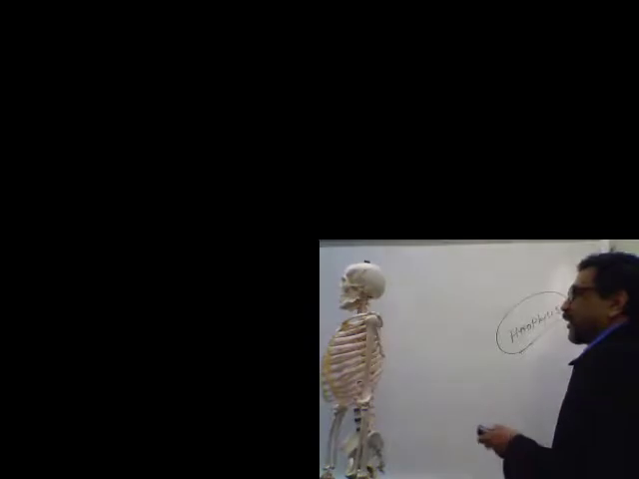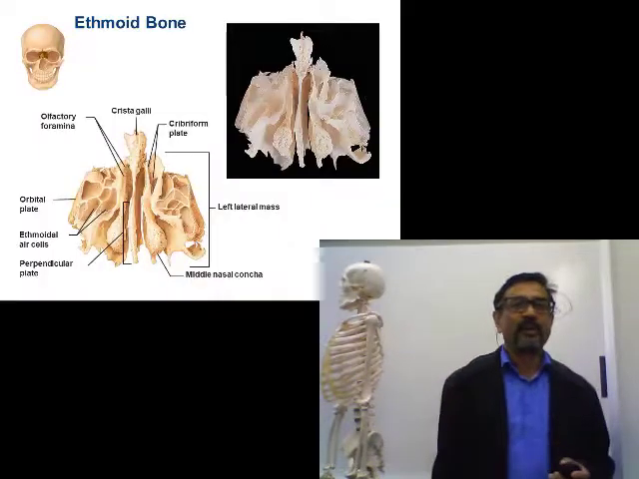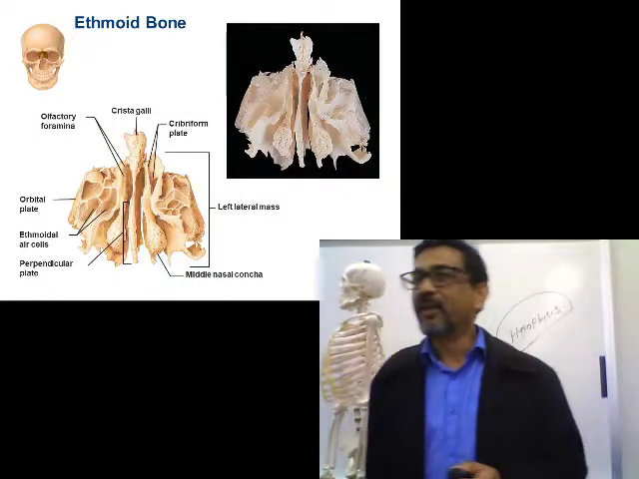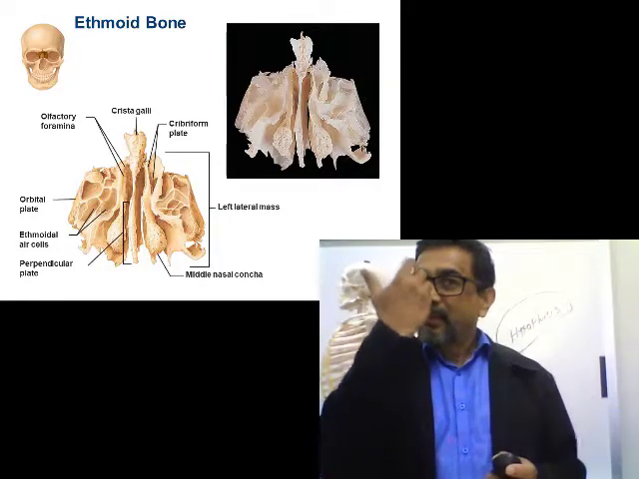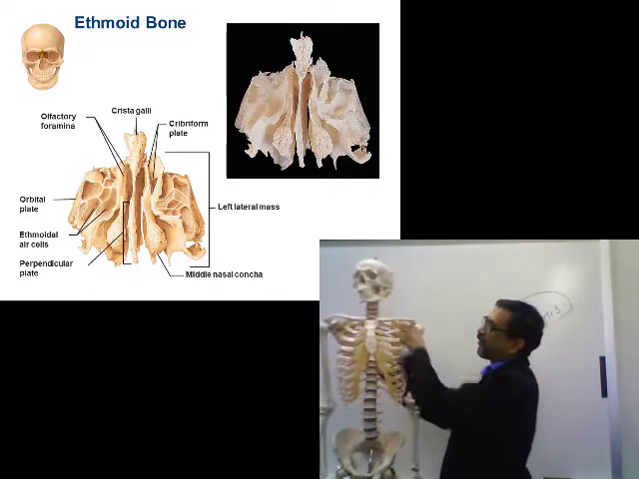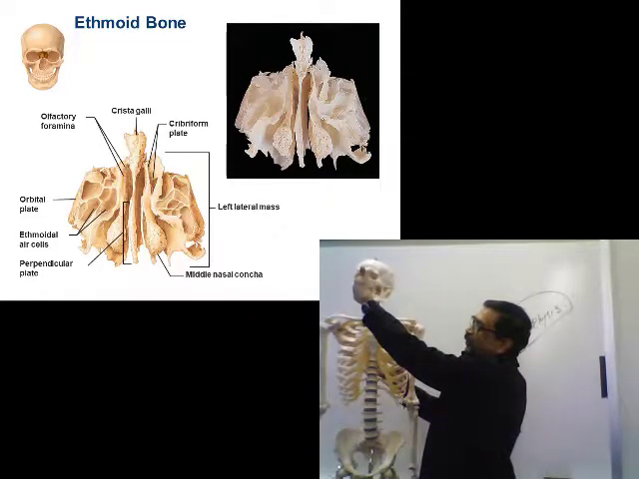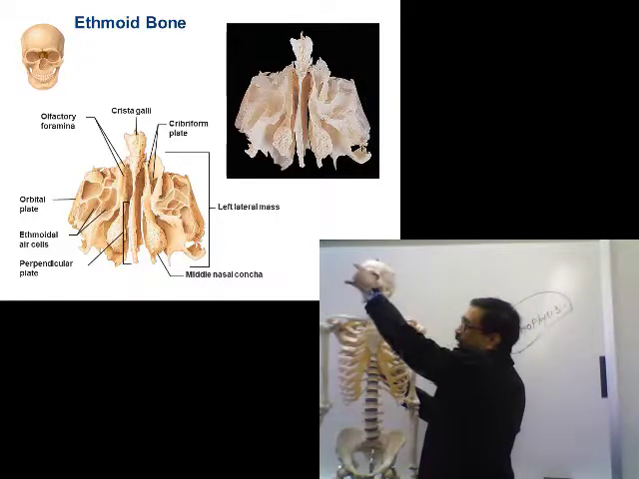This is the ethmoid bone. Ethmoid bone is difficult to see because most part of ethmoid is inside the nose. So from outside you can only see a small part I showed you when you looked at the front view of the skull. Here only a small part you can see, but most part is inside here.